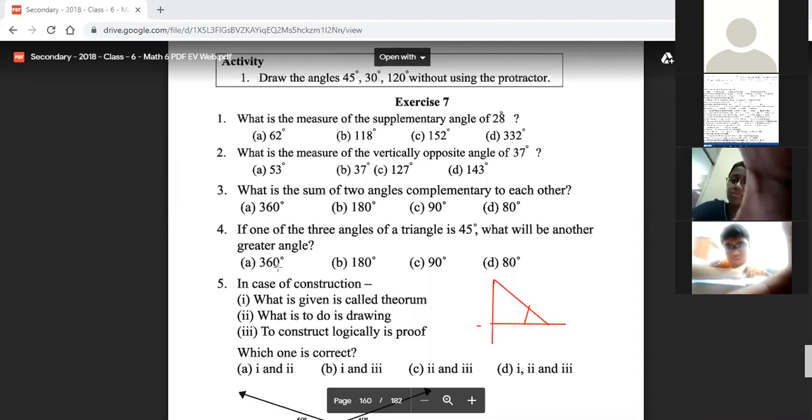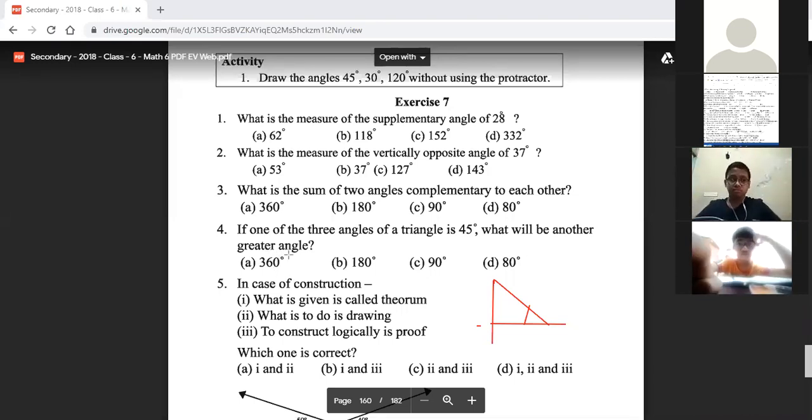Okay. And for parts C and D, you have to select the best answer. The question says which one will be the greater angle. Since it says greater, obviously it will be 90 degrees. Otherwise, you cannot find out. So part C is correct. Okay, number 5.